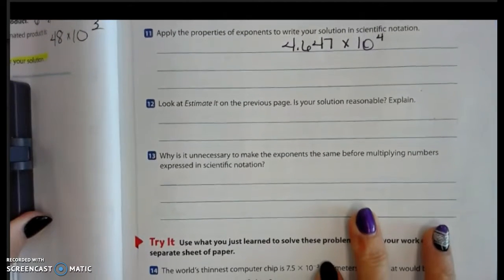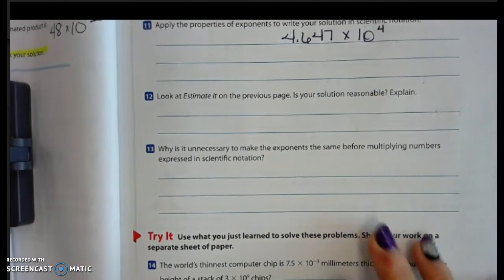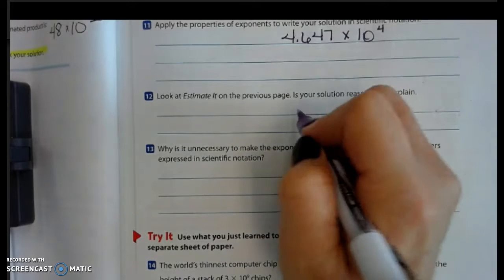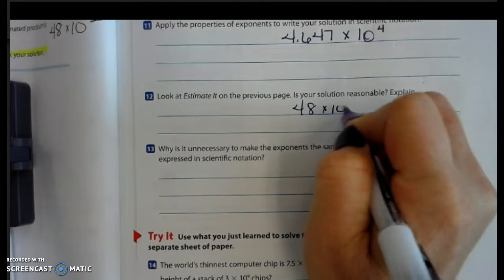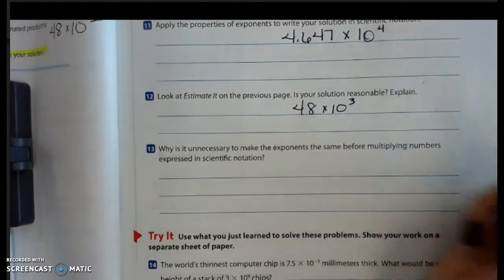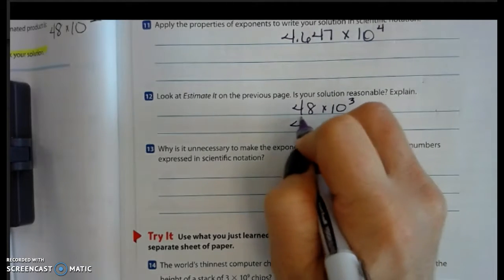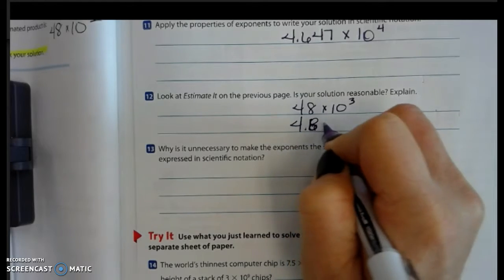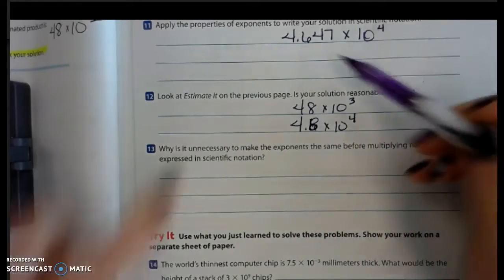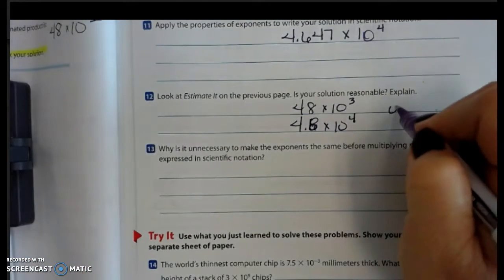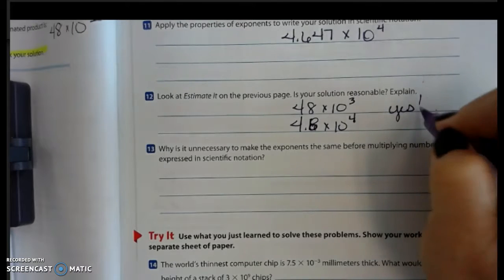Number 12. Look at the estimate on the previous page. Is your solution reasonable? Now, our estimate was 48 times 10 to the 3rd. If I fix this as well, I can't compare these because they're different. If I fix it, I have 4.8 times 10 to the 4th. 4.6 and 4.8. Yes, it is reasonable. Our approximation is reasonable.